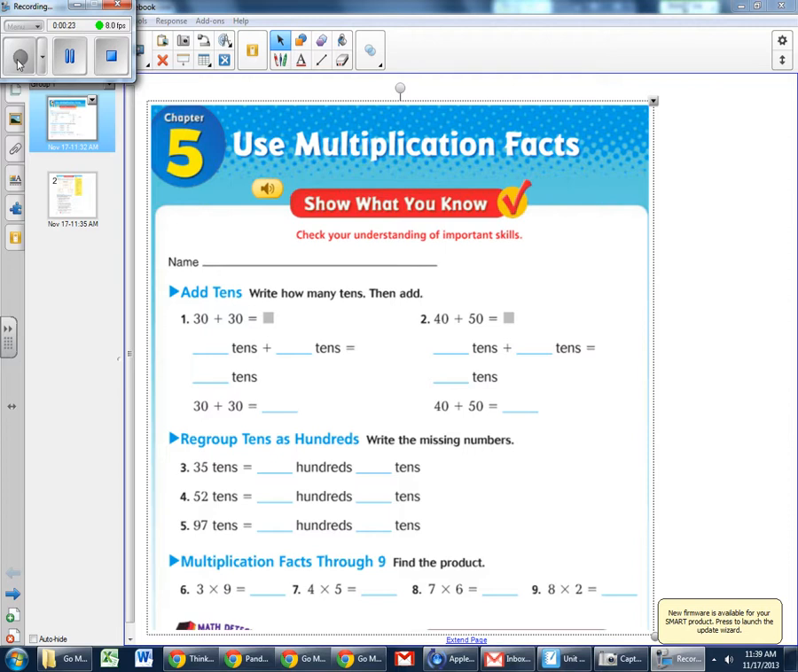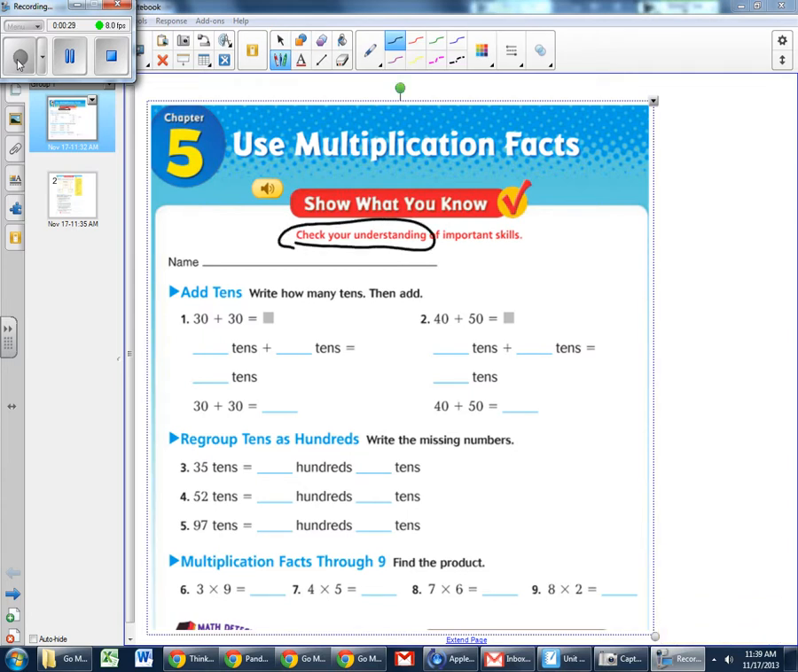This is just a check for understanding of these skills. This is everything that you have learned before that we're going to apply in this lesson now. We're going to start by adding tens, and we need to know and remember that these actually represent tens. So you have 3 tens in the number 30, plus another 3 tens in that number 30.